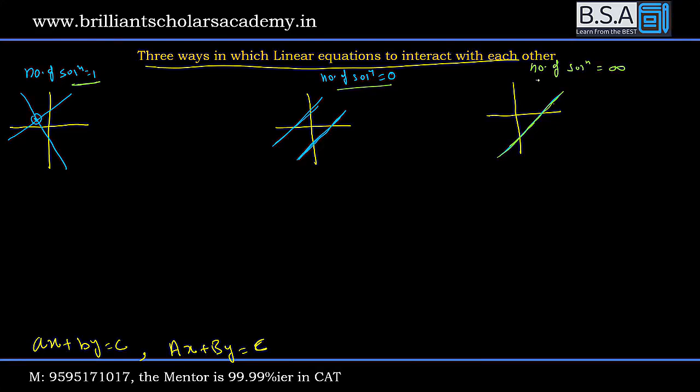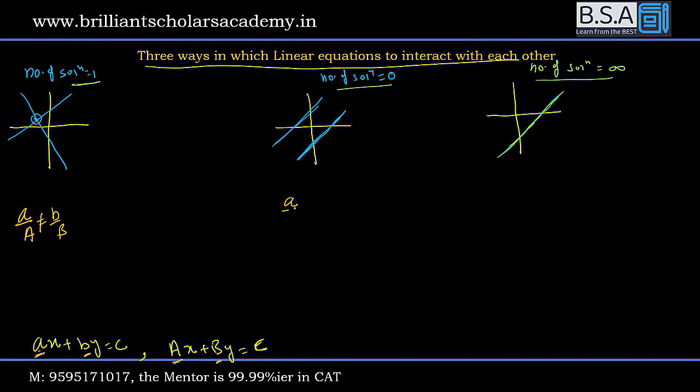Who will tell me this? The coefficients of x and y tell us this. In the first case, the ratio of the coefficients of x, a by A, and the ratio of the coefficients of y, b by B, should not be the same. If the ratio a upon A, which is for x, is not the same as b upon B, which is for y, that means there is one unique solution.